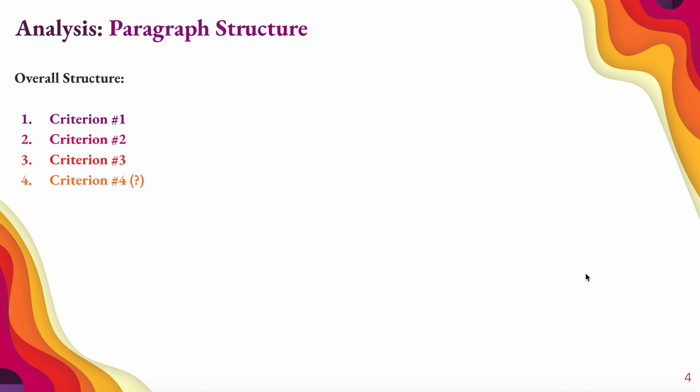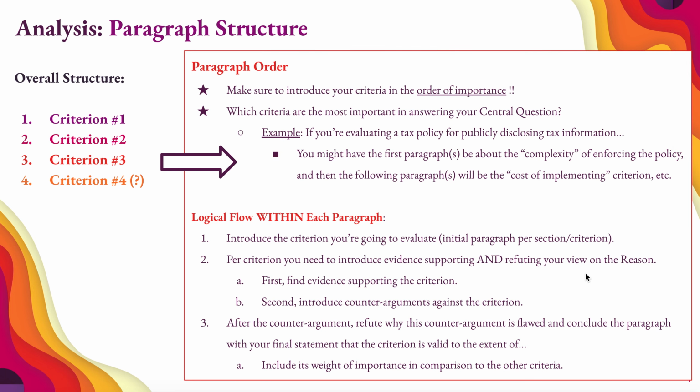And then we have the paragraph structure. So I just talked about the overall structure, so the overall criteria that you need to include in your analysis, but how do we logically flow your argument within the paragraphs? So again, for paragraph order, so section order, make sure you introduce your criteria in order of importance. That's again, I would really recommend that, but it's up to you. Which criteria are the most important in answering your central question?